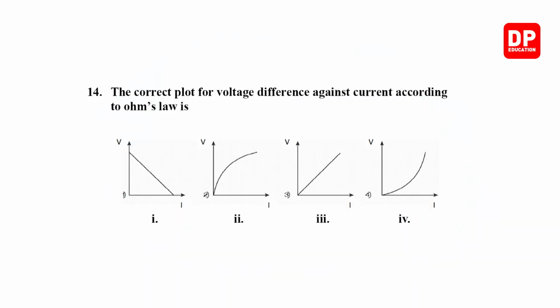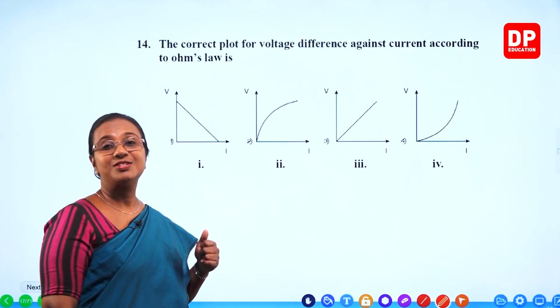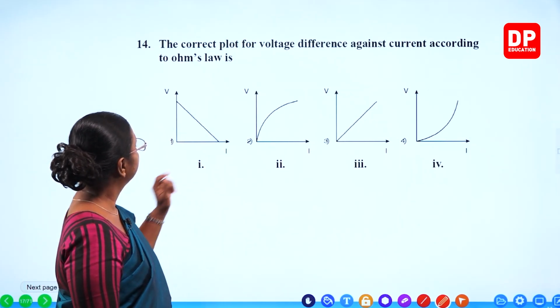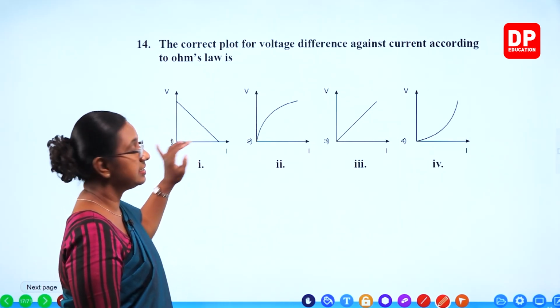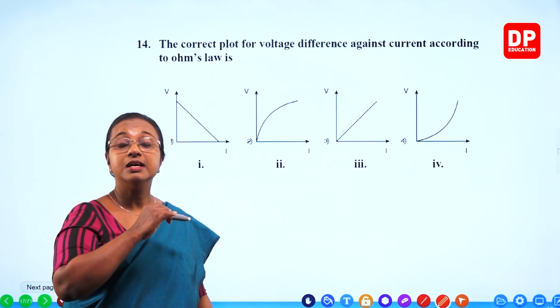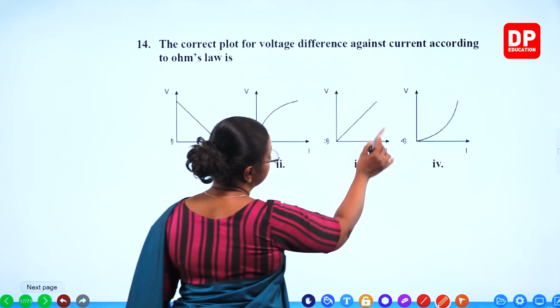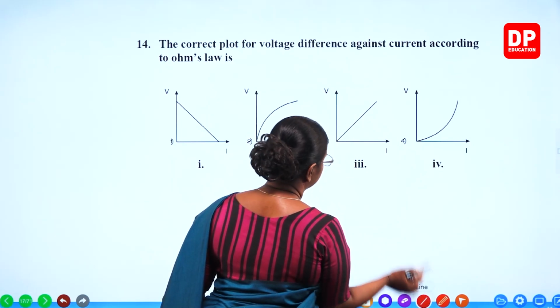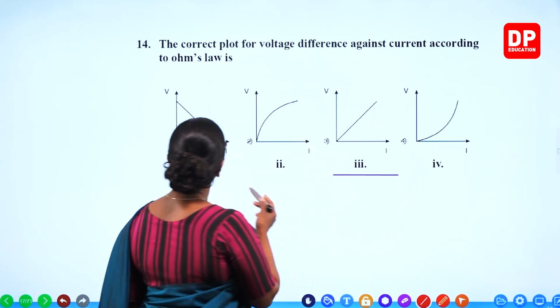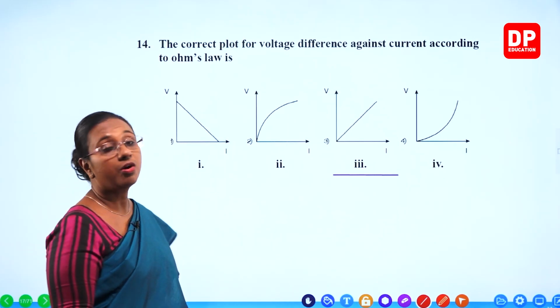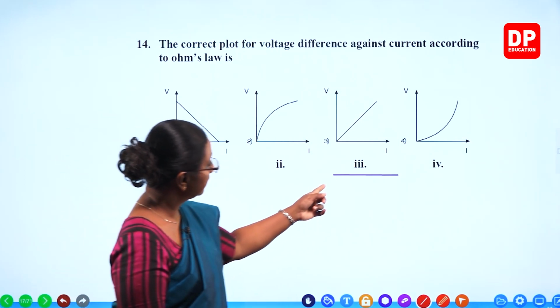Question number 14. The correct plot for voltage difference against current according to Ohm's law. In the previous question also, we came across this. So you know the plot. Potential difference against current, this is a wrong one. It has to be a plot going through the origin, a straight line. This is a curve and this is the correct one. This is also a curve. So this is the plot that is relevant, the correct plot for voltage difference against current according to Ohm's law. The third one.